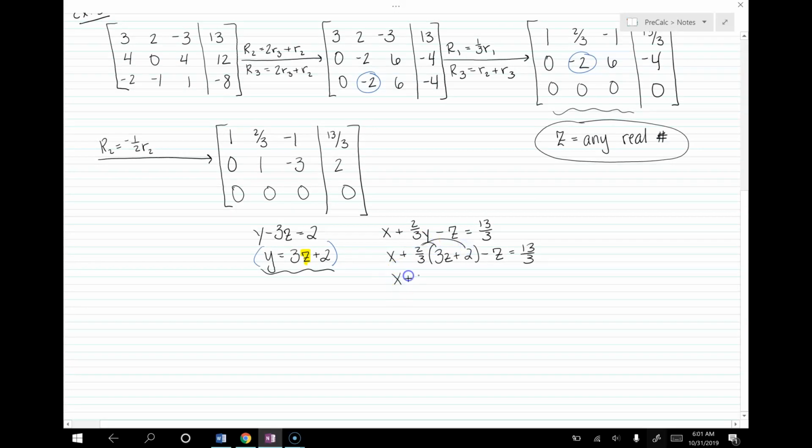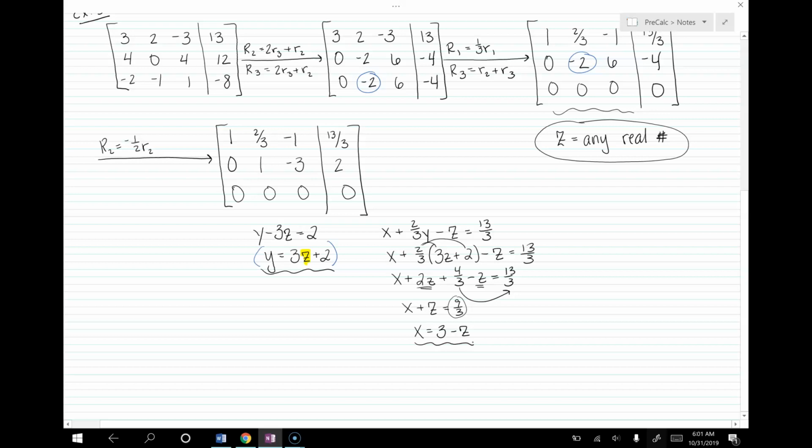We get x plus 2z plus 4/3 minus z is equal to 13/3. I'm going to subtract the 4/3 to the other side and combine like terms. So we get x plus z is equal to 9/3. Okay, that worked out nicely. So this becomes a 3. So x is equal to 3 minus z. Now x is in terms of z also.